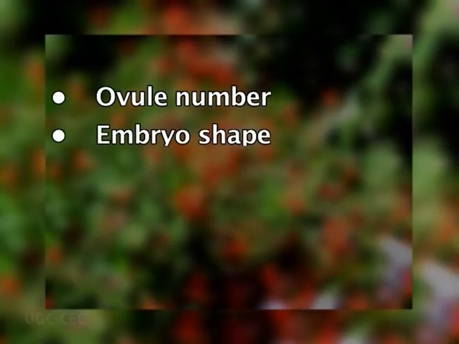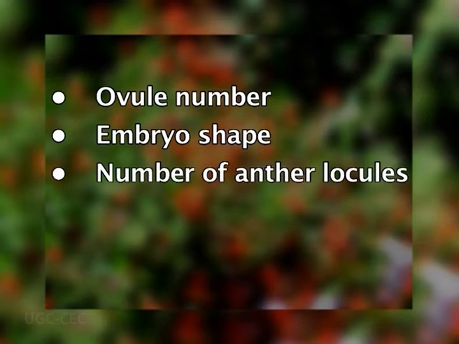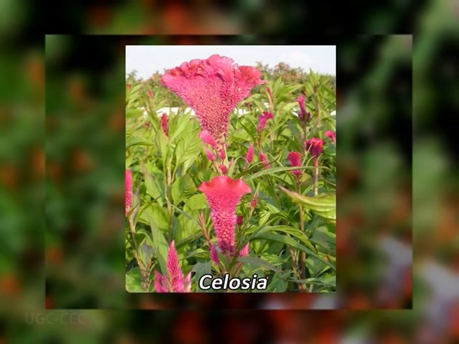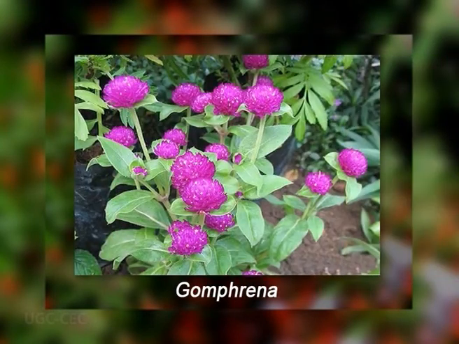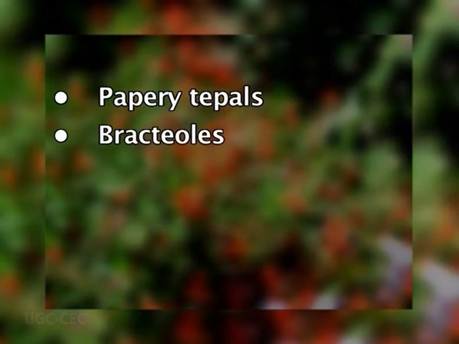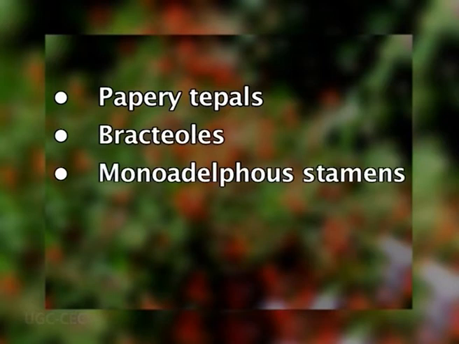Currently, the subfamily and tribal classification of Amaranthaceae mostly uses characters like ovule number, embryo shape, number of anther locules, pollen structure and perianth form. Genera such as Celosia, Alternanthera, Achyranthes, Gomphrena, Amaranthus and their relatives form a natural clade, as these genera possess papery tepals and bracteoles, and they also have monadelphous stamens.